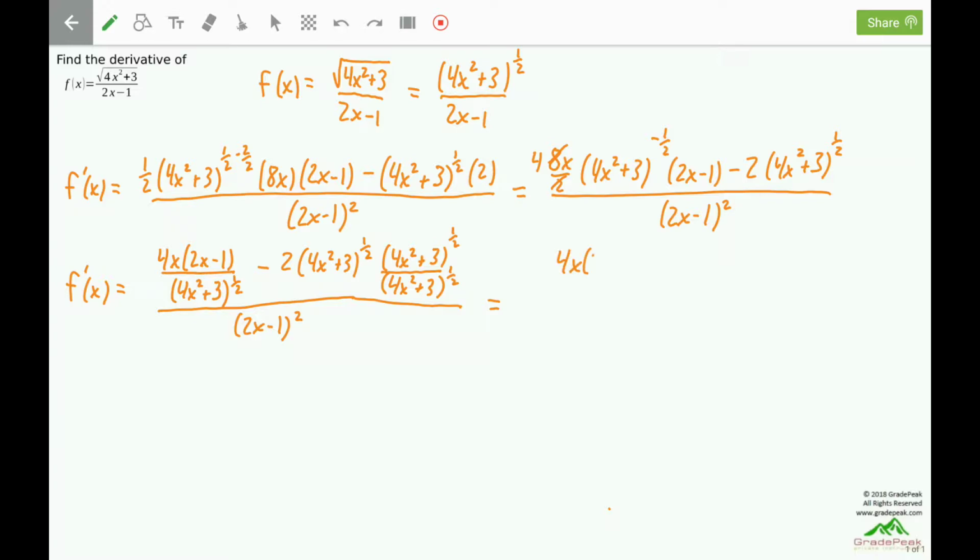And that means we'll have a 4x times a 2x minus 1, and then minus, notice the minus here, and we have the 2. So minus 2 times, and then these, both in the numerator, can multiply. You add their exponents, 1/2 plus 1/2, which is a 1. So we'll end up with 4x squared plus 3 to the first power. All of this is over that common denominator of 4x squared plus 3 to the 1/2. And then the entire thing is over 2x minus 1 squared.